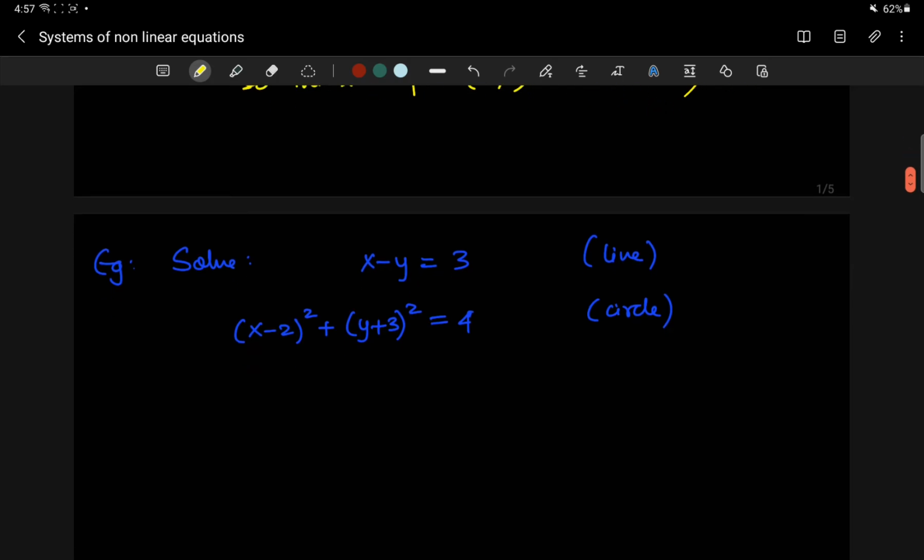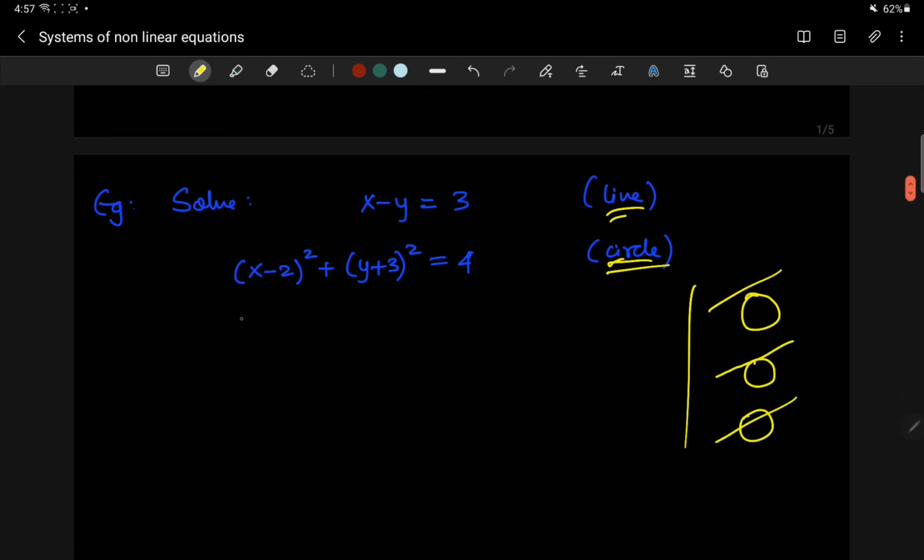Let's look at a second example. Solve x minus y equals 3 and this second equation, which is the equation of a circle. Now what are we going to do? Again, first let's look intuitively. A circle can completely miss a line, can touch a line at one point, or can go through the line. So we do the same thing here. I get y equals x minus 3 from the first one, and then we are going to plug this into the second one.